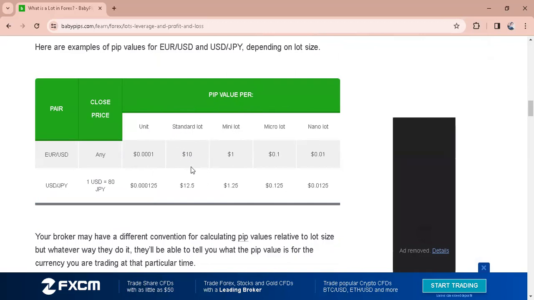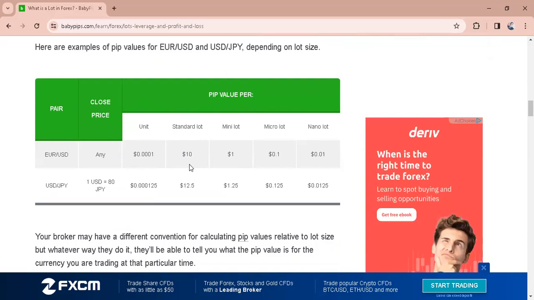The need for this is that once you are educated, you will not just select any kind of lot size. Let's say you have a $100 account. If it moves one pip and they charge you $10, you know that once it moves 10 pips, that account is blown. So you need to select the right lot size for your account.